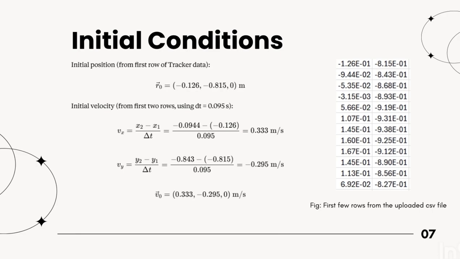The initial position was taken from the very first row of data, where x is equal to minus 0.126 meter and y is equal to minus 0.815 meter. The initial velocity was calculated from the first two rows of position data divided by the time between frames. This gives Vx equal to 0.333 meters per second and Vy equal to minus 0.295 meters per second.